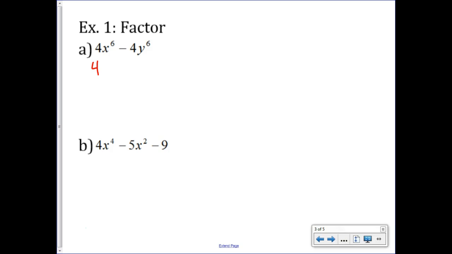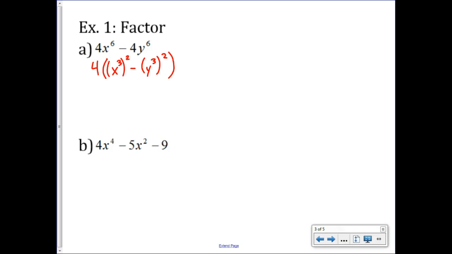You could write this as x to the 3rd to the 2nd power minus y to the 3rd to the 2nd power. Or you could write it as x squared to the 3rd power, y squared to the 3rd power. I'm going to write this as x to the 3rd to the 2nd power minus y to the 3rd to the 2nd power. So now it looks like a difference of 2 squares.